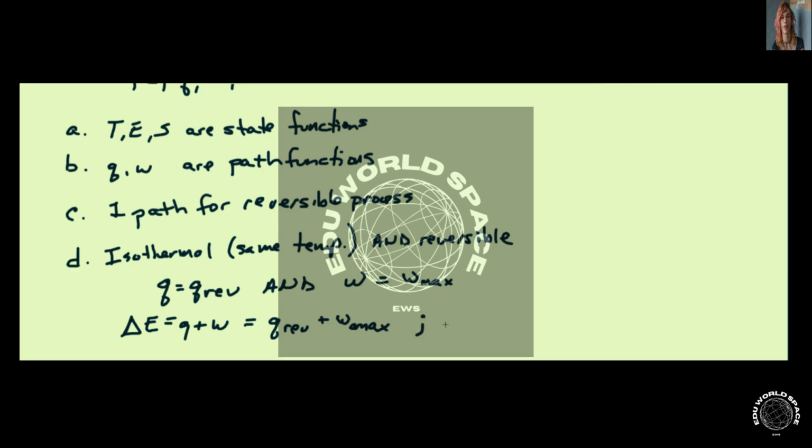And if we're going to look at entropy, well, we know that delta S is normally heat over absolute temperature. Now we know when we have a reversible process that that's going to be the reversible heat over the temperature.